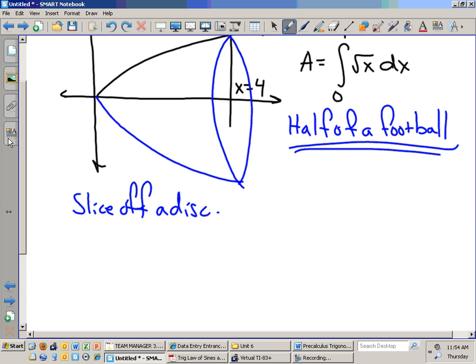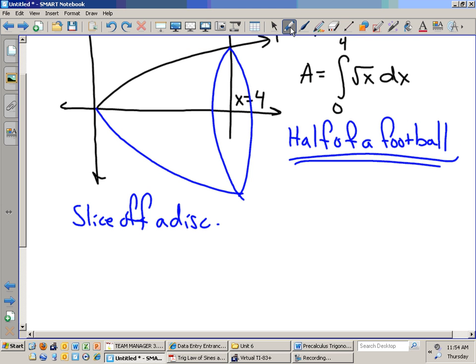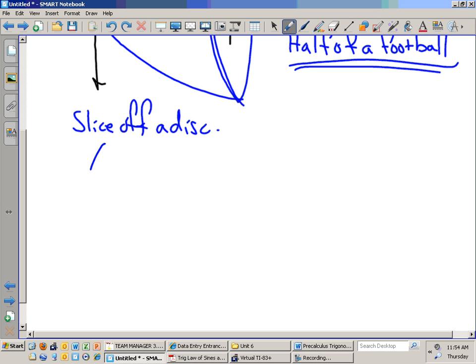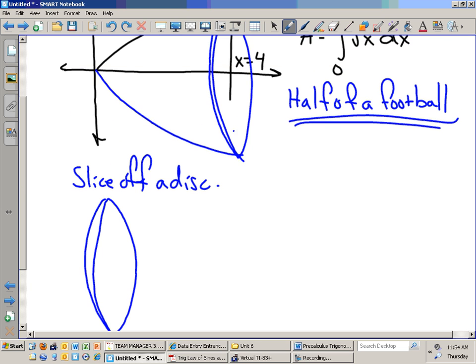And I'm going to show that disc right here, okay? I'm just going to take this small disc, almost like a ham. I'm going to slice off the end of it. I cut it off. This is the piece I cut off.